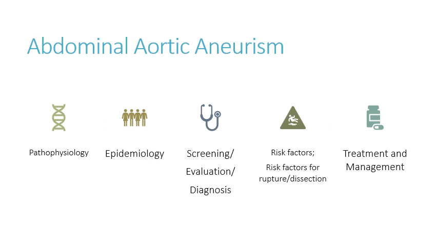AAA, abdominal aortic aneurysm. So what's an aneurysm? Again, aneurysm is any increase from the normal size of the aorta. Usually the aorta is around 2 centimeters, so anything over 3 is considered an aneurysm.